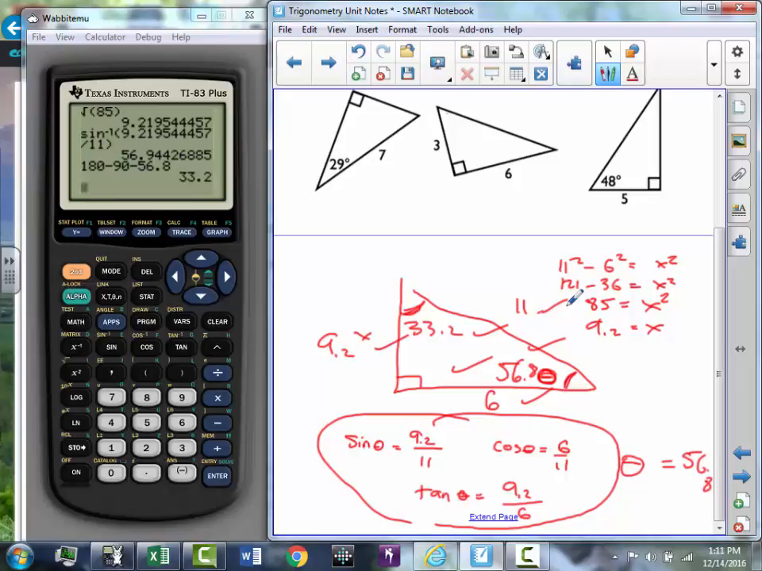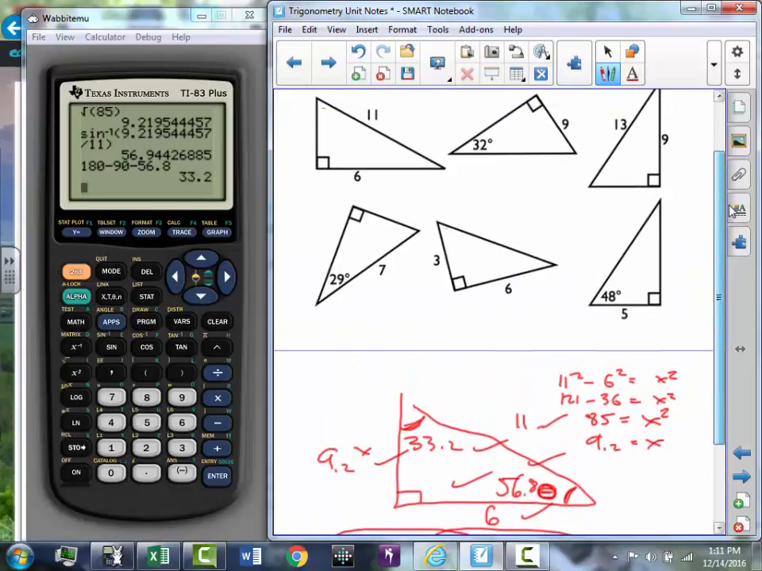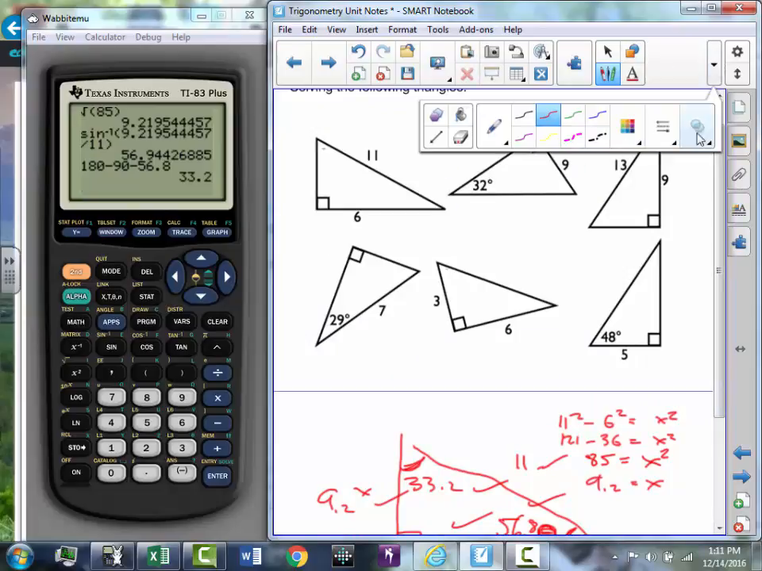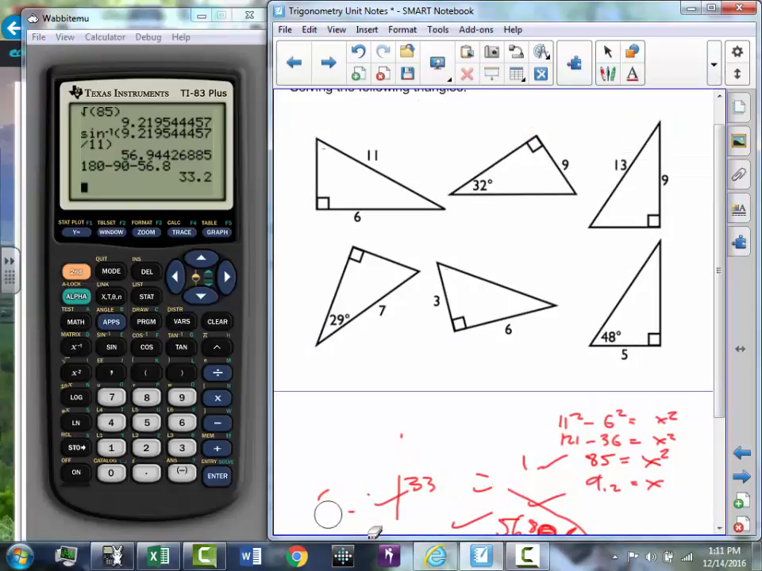Should we try another one? Yeah? Well, let's try one more. We'll try one more off this slide, then we'll try the next slide. So let's pick the second one here. You guys can try the rest later if you need practice.